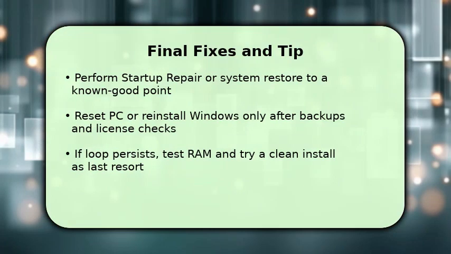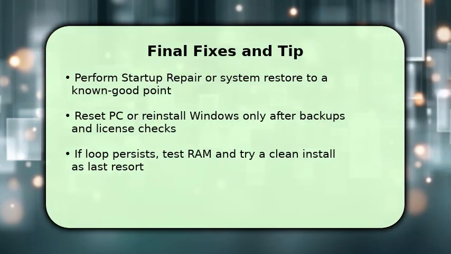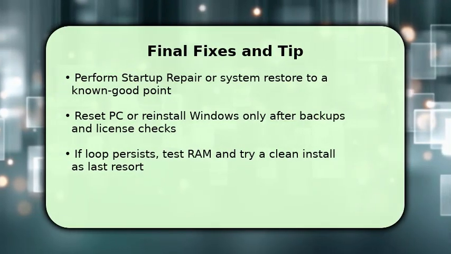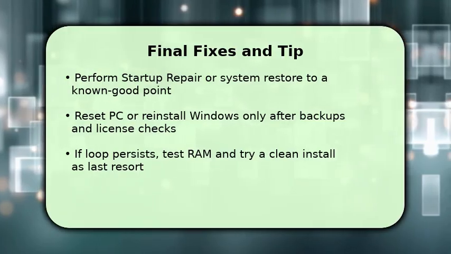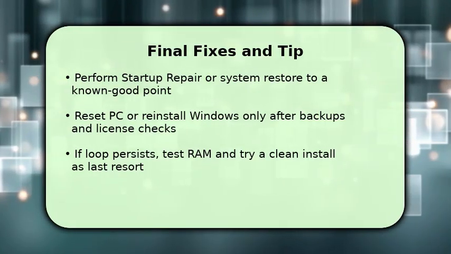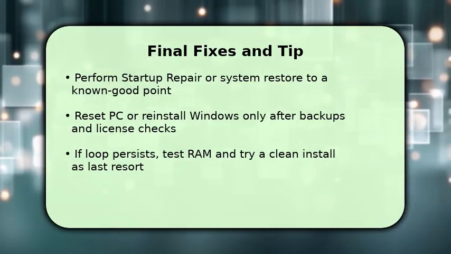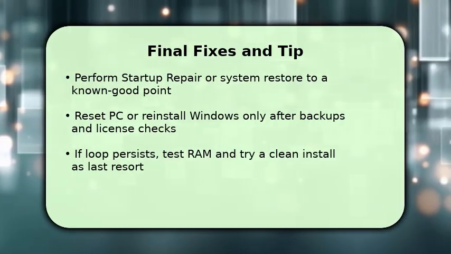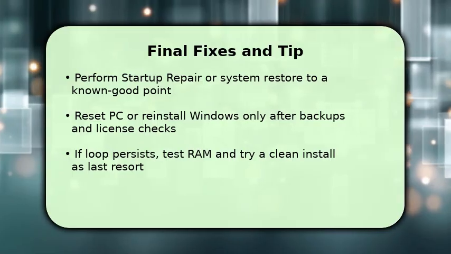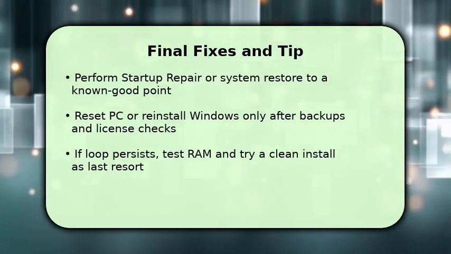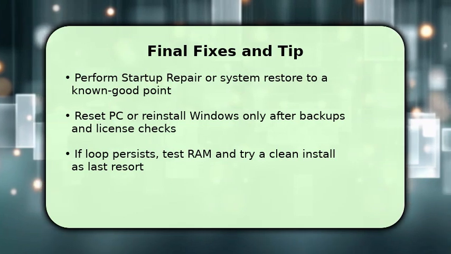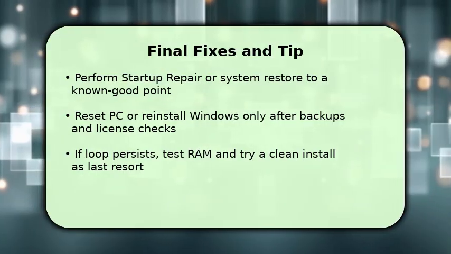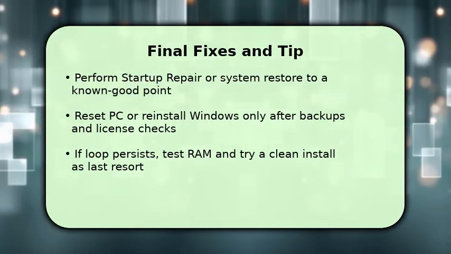Finish with targeted recovery steps. Use startup repair or a system restore point to revert harmful changes quickly. These preserve apps in most cases. If those fail, reset the PC with the Keep Files option or perform a clean reinstall after confirming your license and backups. Make sure to test RAM and storage if errors persist, since hardware faults mimic software loops. If things still go wrong, a full clean install usually clears software causes. Keep one key troubleshooting tip in mind: isolate hardware early.